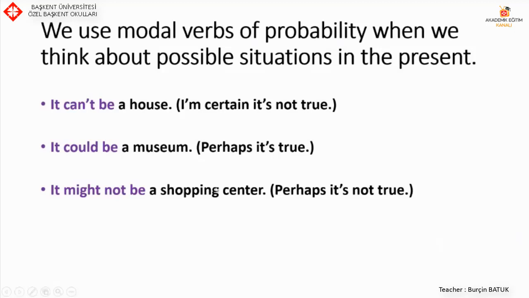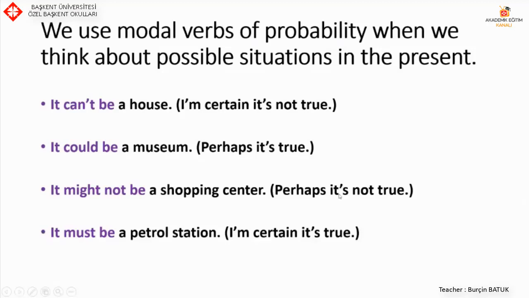It might not be a shopping center. Perhaps it's not true. Evet, gördüğünüz gibi burada yine kesinlik yok. Bu bir alışveriş merkezi olabilir, olmayabilir. Perhaps, belki de doğru değil.